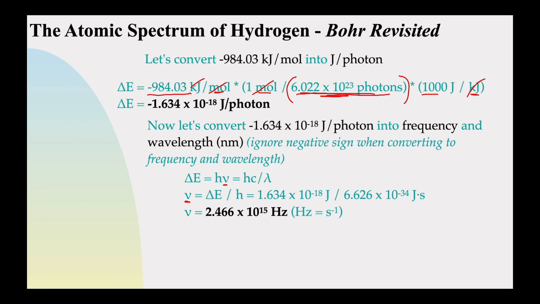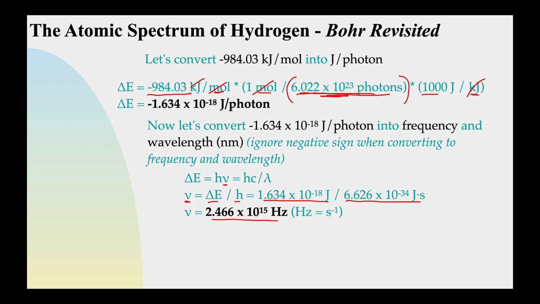So frequency is going to equal the energy divided by Planck's constant. You want to make sure you use the energy per photon. So you can see I'm using the 10 to the minus 18th we calculated earlier. I'm going to divide by Planck's constant, this number right here. The frequency, 2.466 times 10 to the 15th hertz. And a hertz is again the same thing as an inverse second. So that number represents the number of waves going by per second, or the cycles per second, something like that.